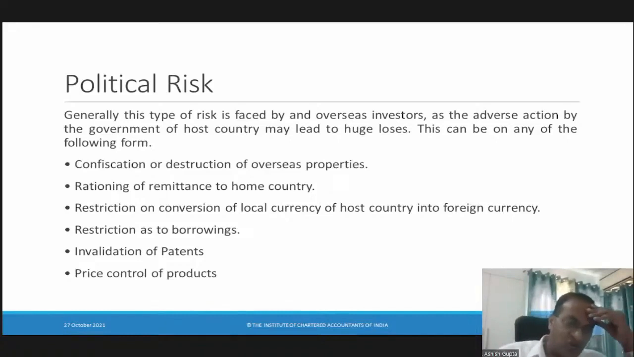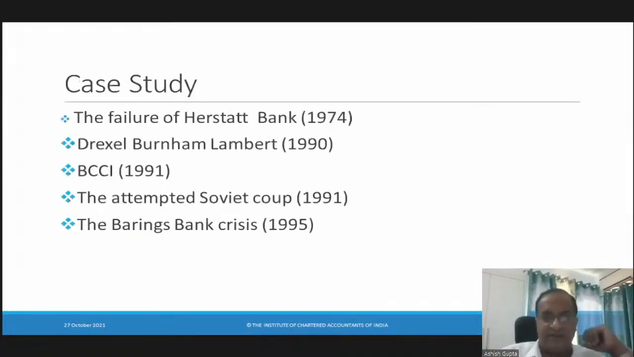Restriction as to borrowing: the government can place a restriction that you cannot borrow the amount. Invalidation of the patent: sometimes the patent or the copyright can be declared invalid. Price control of the product: a restriction can be put on the MNC that you cannot sell this product above a certain price, so ultimately their profit will shrink. So all these are kinds of political risk.